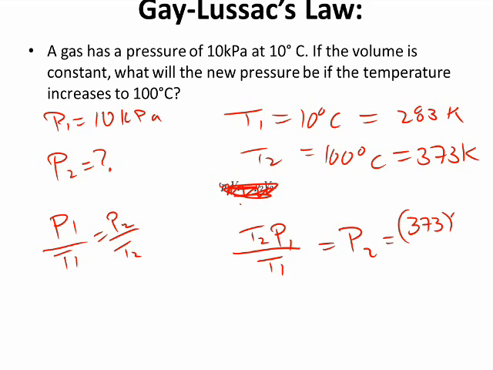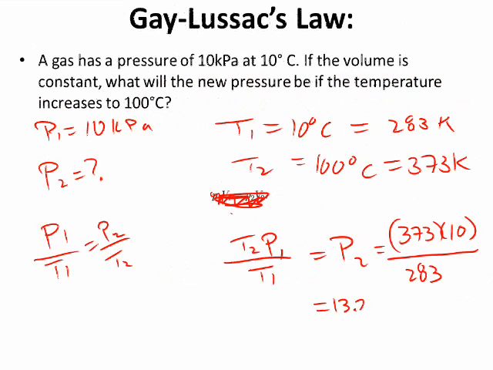373 multiplied by 10, all divided by 283. That equals 13.2 liters. So we can see as the temperature went up, so did the volume.